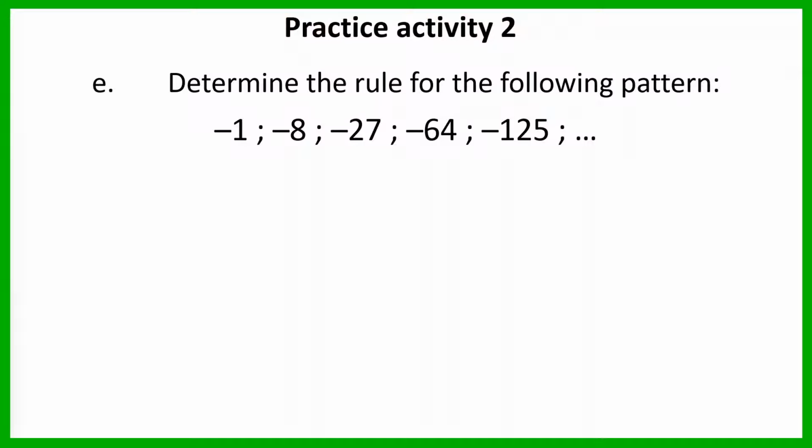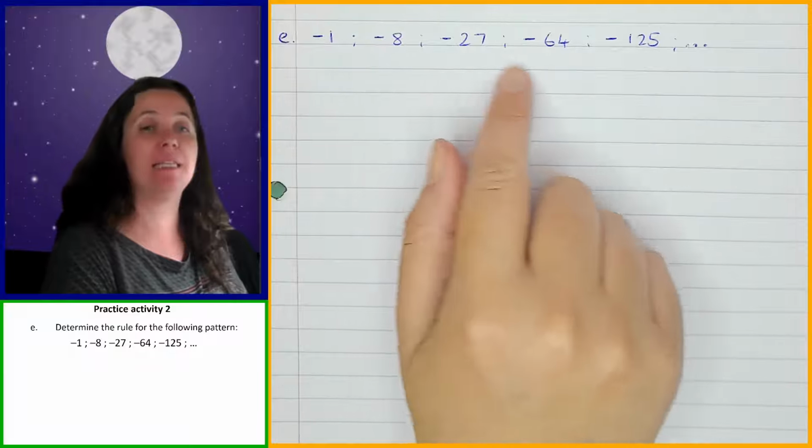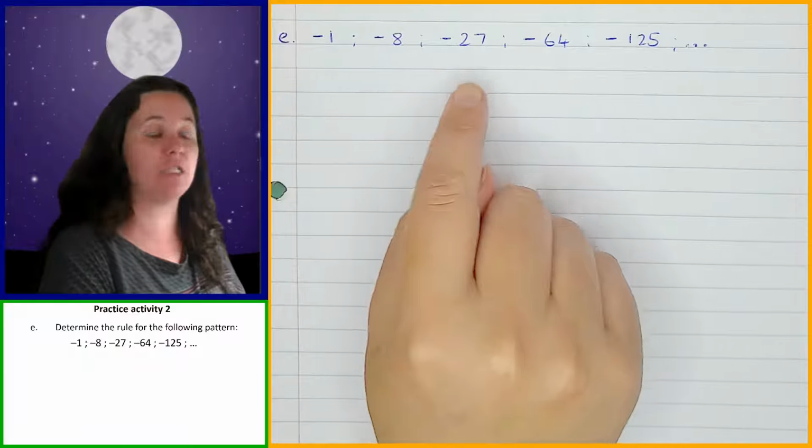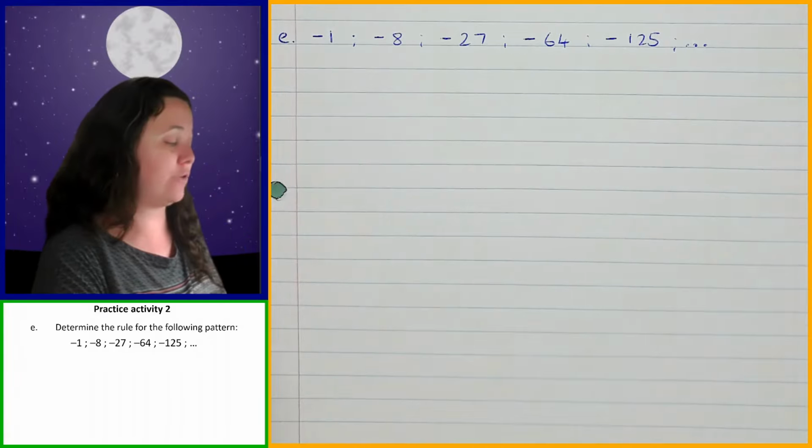Okay, so let's go through that and see what you should have got. Okay, so first of all, if you look at this over here, you should have seen that there isn't a constant difference and there also isn't a constant ratio. So now we're looking to see what our second level or our third level of differences looks like.